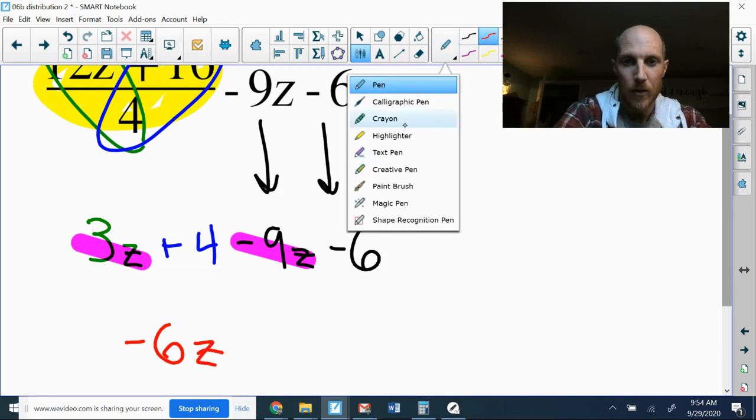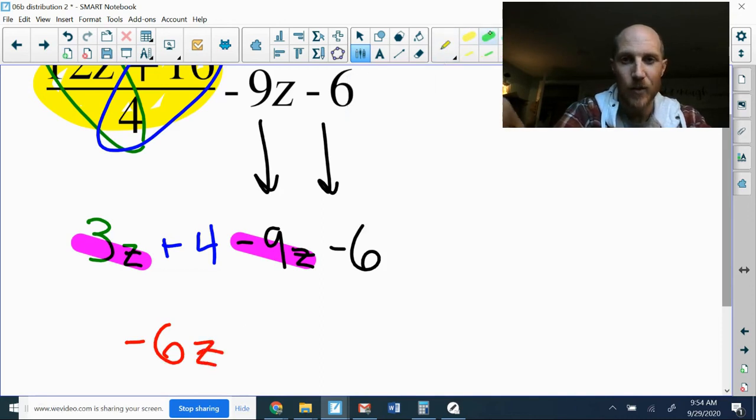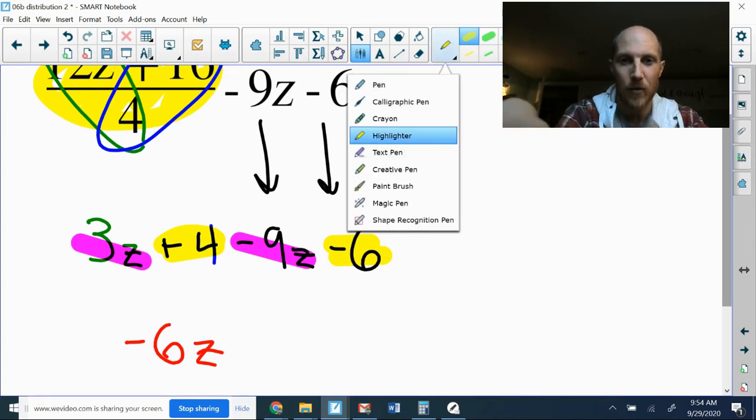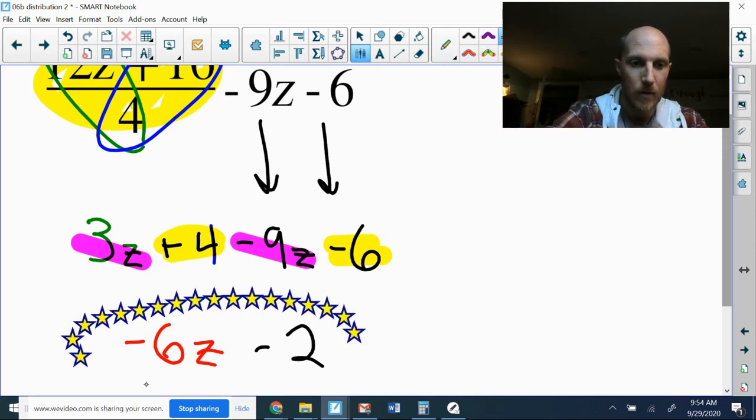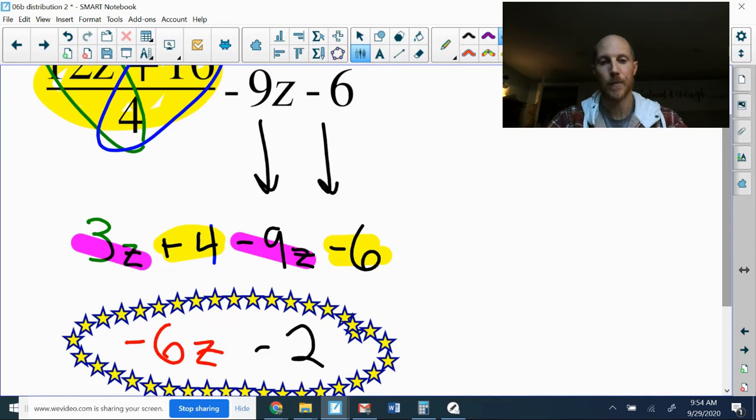And then these other two terms are the constants. Let's go with yellow. Positive 4 and minus 6. Positive 4 minus 6 is going to give me a result of negative 2. And then, what have I not used? Blam! All right, there we go.